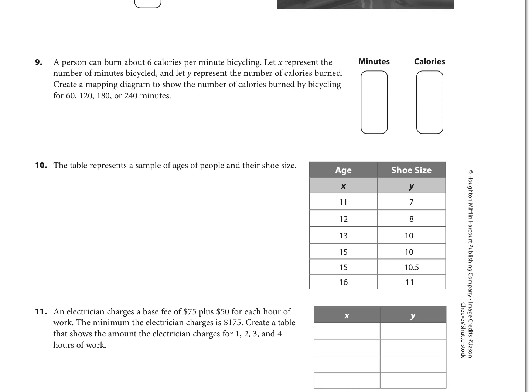Okay, so what do we have? We have 60 minutes, 120 minutes, 180 minutes, and 240 minutes. Now, as far as the number of calories burned, it's 6 per minute. So here's where you want to get your calculator. So what are you going to do?